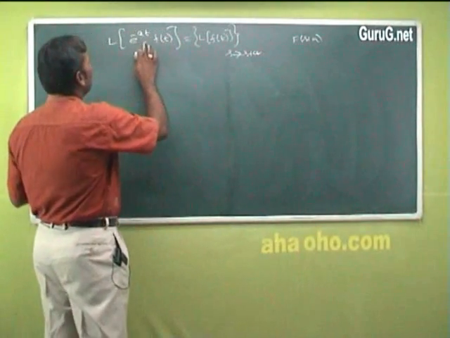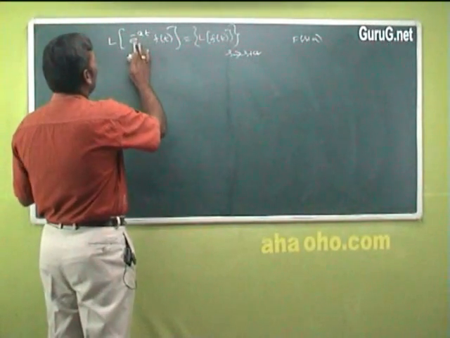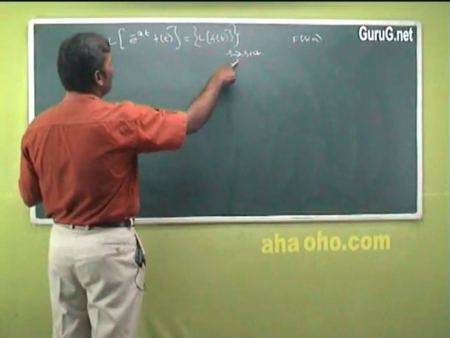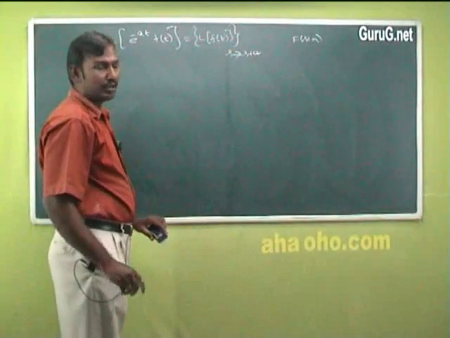Now L of e power minus a t f of t means you remove this exponential term, you take the Laplace of this function, after that s is replaced by s plus a. So that is a working rule.